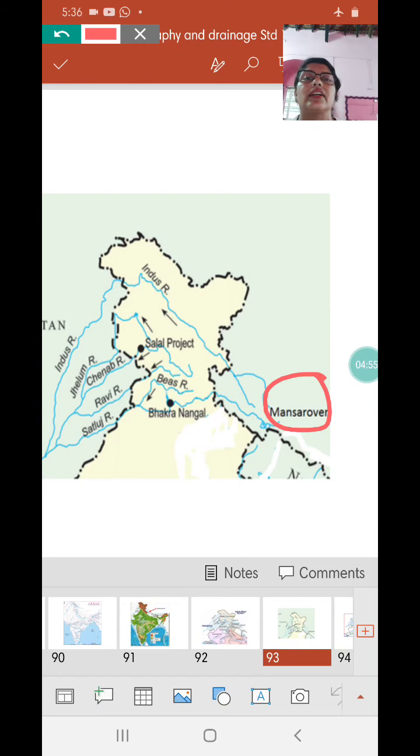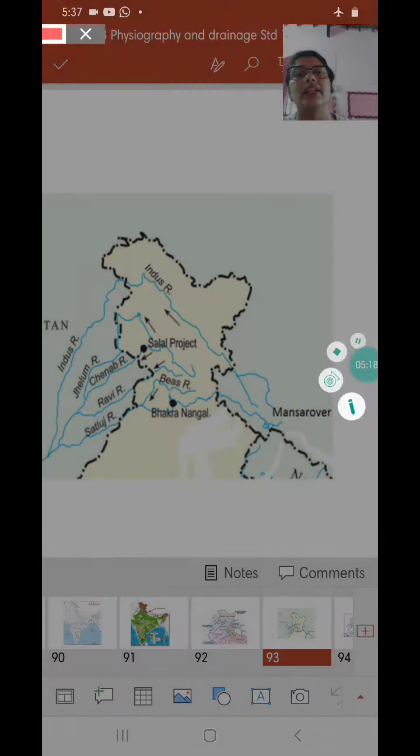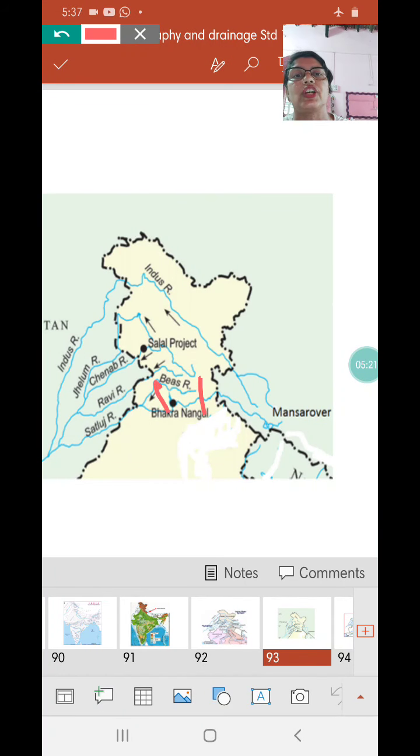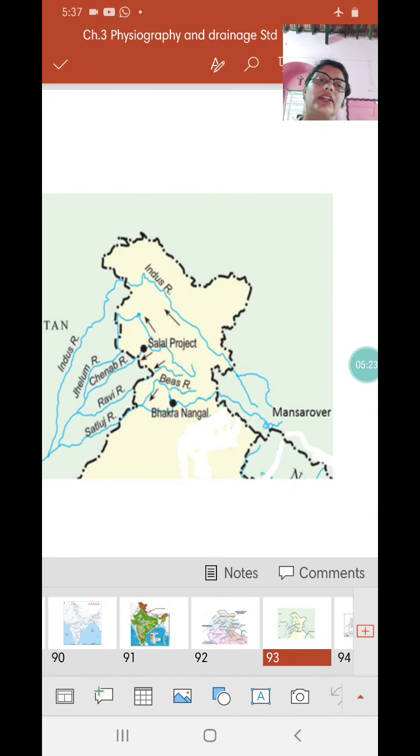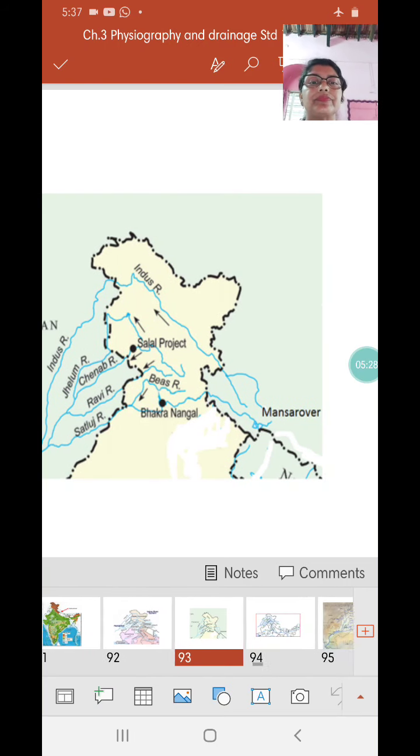Now what you see here is the Bhakra Nangal project. The Bhakra Nangal project is built on river Satluj. It is a multi-purpose project. The Bhakra Dam is in Himachal Pradesh, and Nangal Dam is to the south of it in Punjab. So Bhakra Dam in fact consists of two dams, one in Himachal Pradesh and the other one in Punjab. So that's how we have one of the multi-purpose projects here on river Satluj.